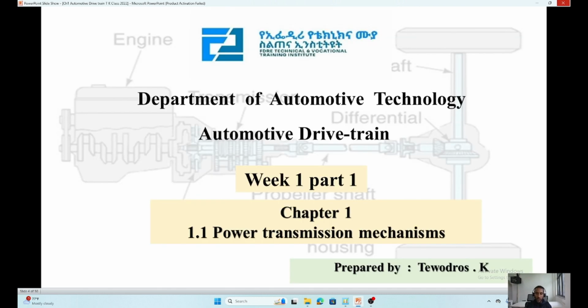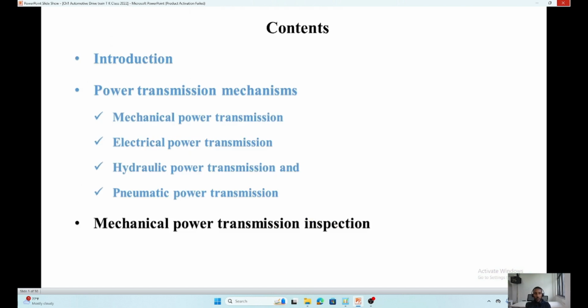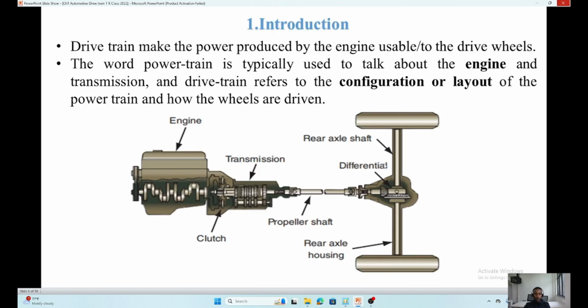When we come to the first week part 1 video, it covers the power transmission mechanism. We will see the introduction, the overall target of the drivetrain, and the power transmission mechanisms, which include mechanical, electrical, hydraulic, and pneumatic power transmission. Also, in the next part of this video we'll see mechanical power transmission inspection. So this will be our second video.